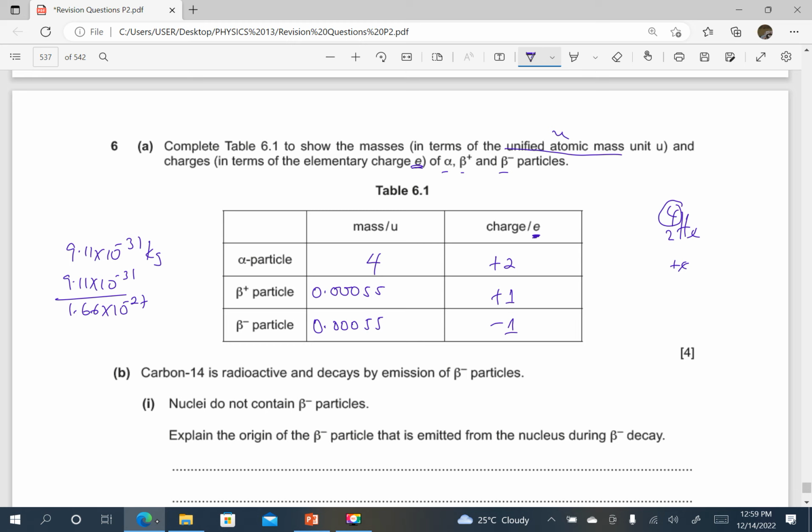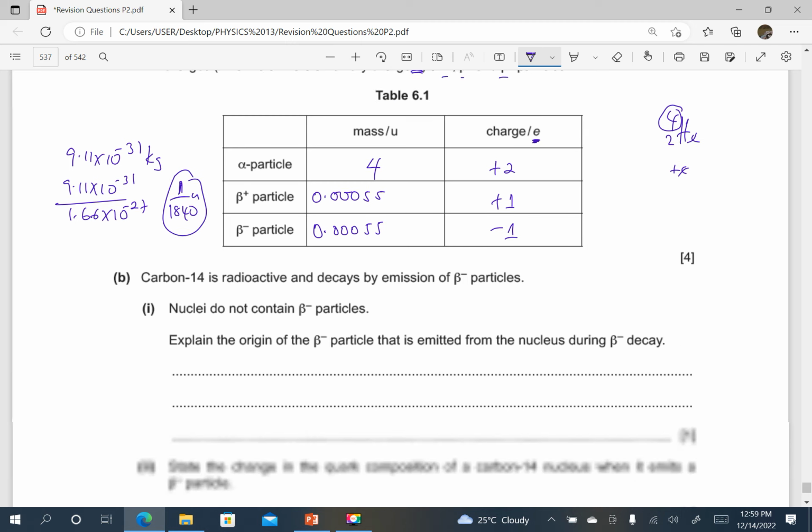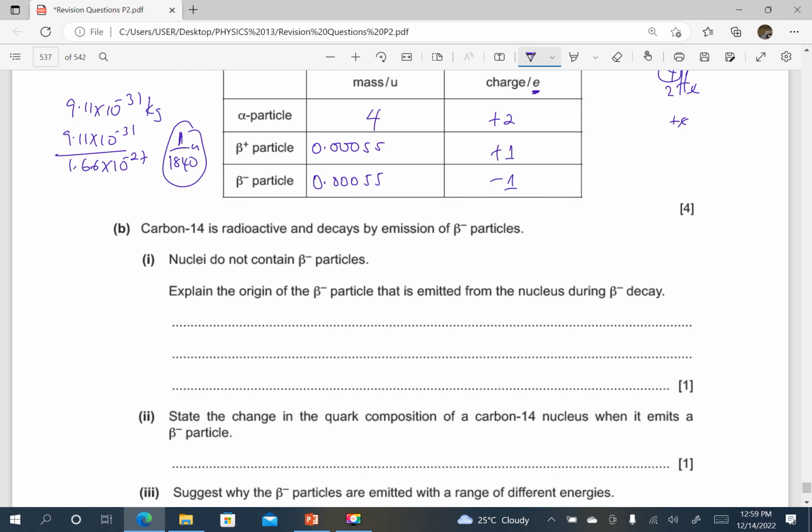Alternatively, I could write this as 1 over 1840 u. That is also the mass of these particles. They have the same rest mass. Carbon-14 is radioactive and decays by emission of beta minus.